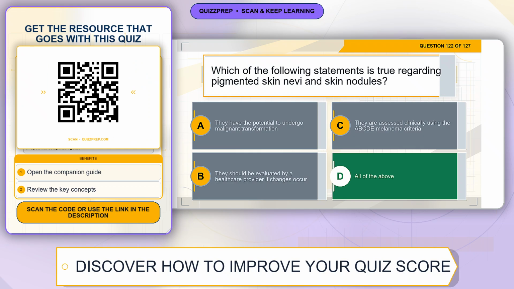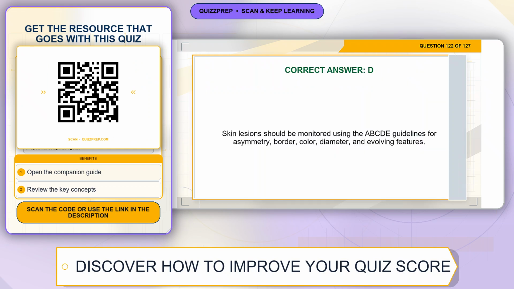All of the above. Explanation. Skin lesions should be monitored using the ABCDE guidelines for asymmetry, border, color, diameter, and evolving features.